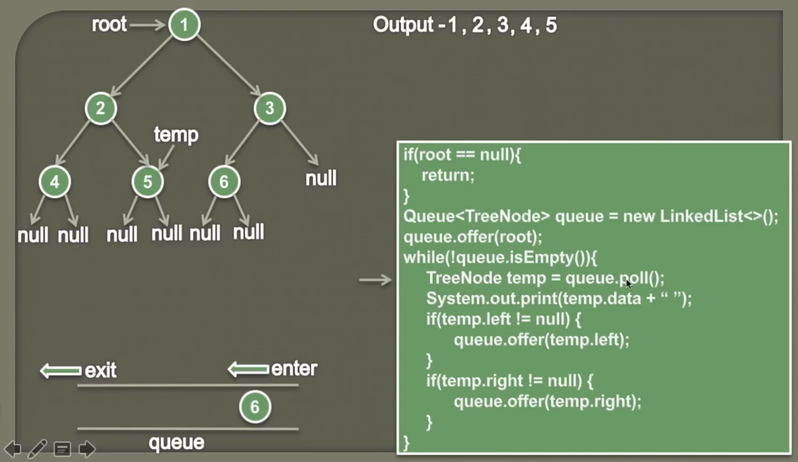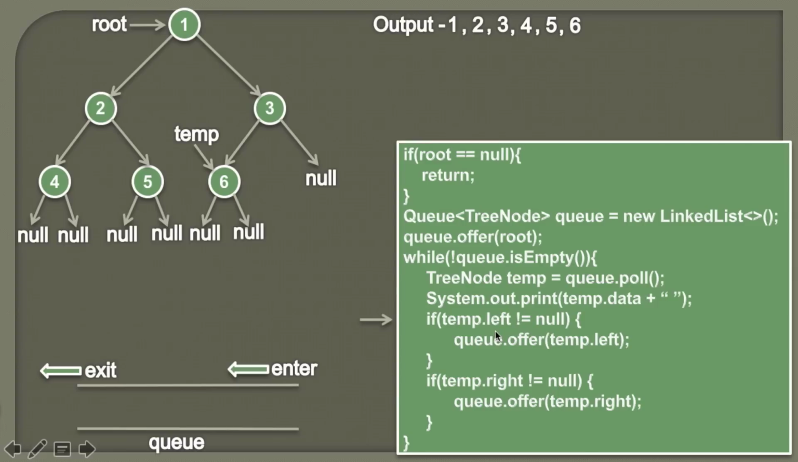So we'll simply poll the element from the queue, which is nothing but the node 6, and we'll assign it to the temporary node. So it would look something like this. The node 6 is removed and now temp will point to the node 6. Moving ahead, finally we will print the data associated with the temporary node, which is nothing but 6. So we have printed the data associated with the node 6.